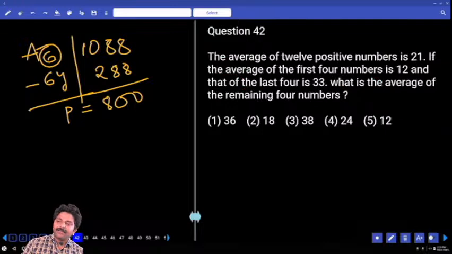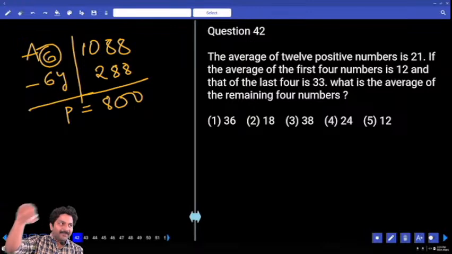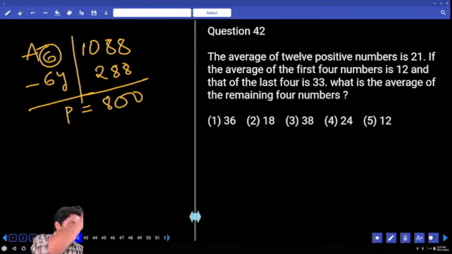The average of 12 positive numbers is 21. The average of first 4 numbers is 12. And that of last 4 numbers is 33. What is the average of the remaining 4 numbers? 12 numbers is divided into first 4 numbers, last 4 numbers, middle 4 numbers. Correct? Everywhere we have 4 numbers, 4 numbers, 4 numbers only.